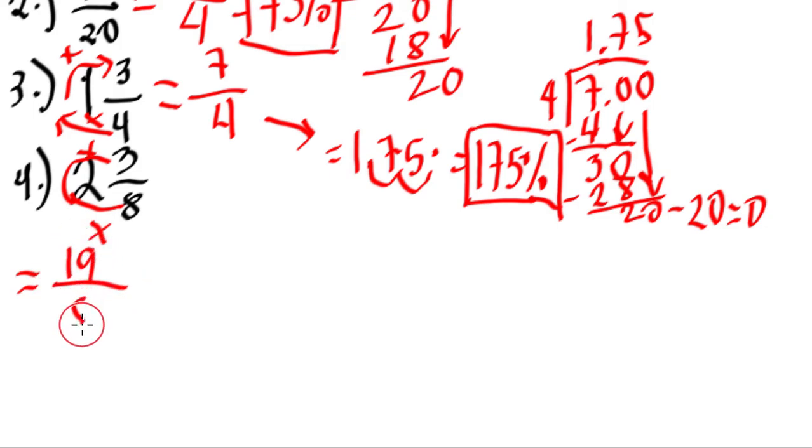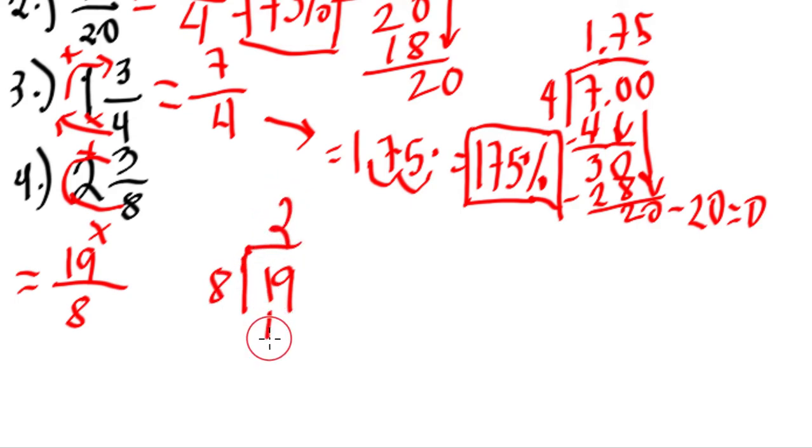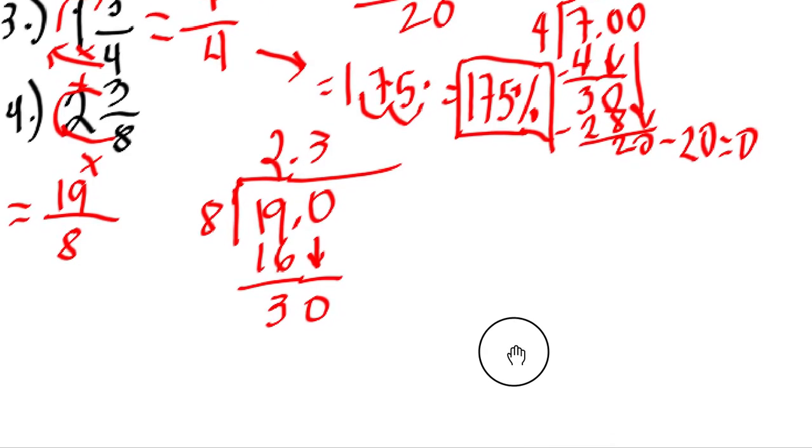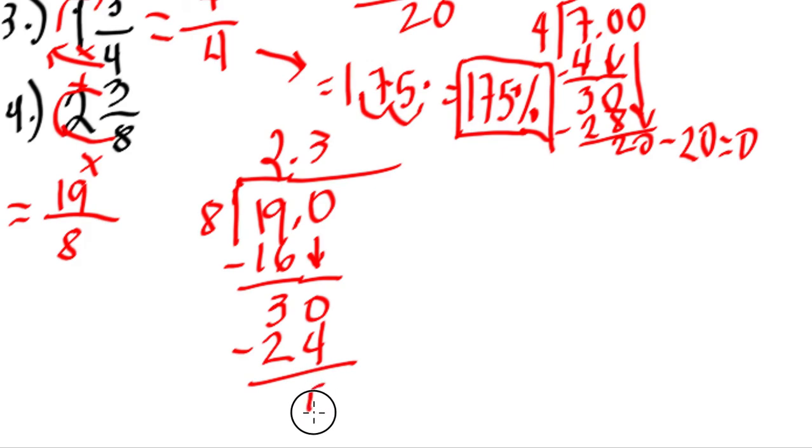So 19 over 8, let's divide this. How many 8s are there in 19? There are 2. 2 times 8 is going to give us 16. We have a 3 here. We need to install a 0, bring down a 0 here. So what we have is 30. 30 divided by 8 is only 3, since it's going to give us 24. So 3 times 8 is going to give us 24. 30 minus 24 is going to give us 6.